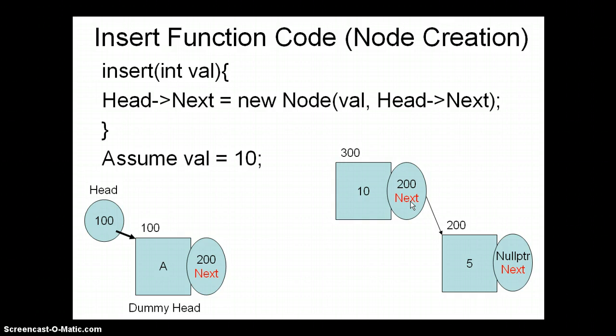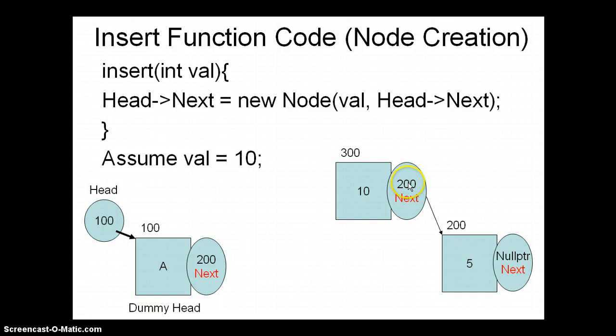Okay, and then as soon as that happens, this previous node that had 5 gets linked to this new node that got created. Okay, so that means any new node that is being created is being added after the dummy node, not at the tail of the list. So this 200 that was there gets copied here in the new node.